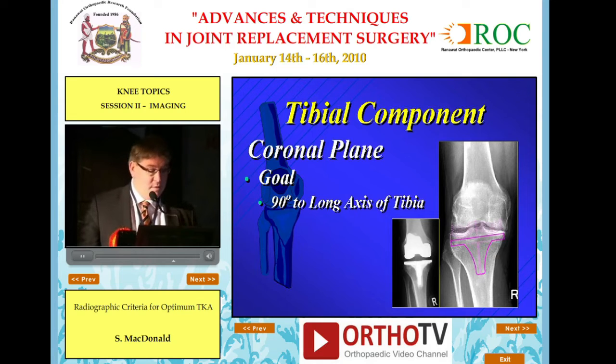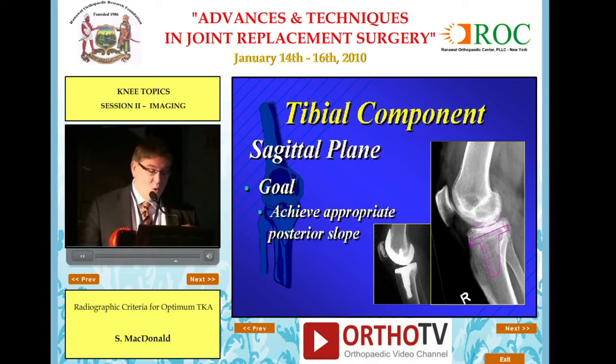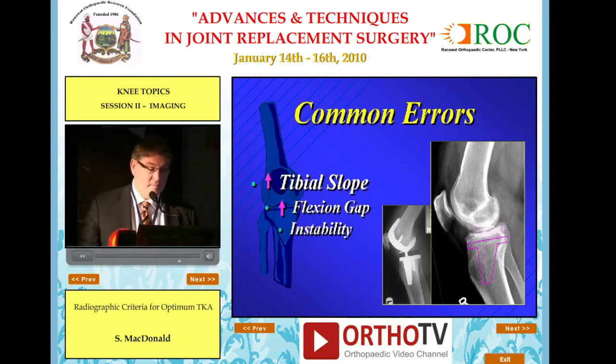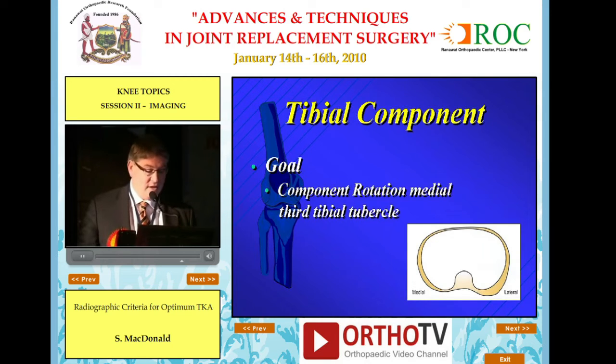With respect to the tibial component, the goal is 90 degrees to the long axis of the tibia. Malalignment can lead to excessive wear, and that's been demonstrated over and over again. So the goal has to be to achieve appropriate alignment, and slope is an issue that we can talk about in the discussion, because some of us aim for a 3-degree slope, even in a PS knee, and others are 0 degrees, some difference in a PS versus a CR. If you increase the tibial slope, that can lead to flexion gap instability, and if you decrease the tibial slope, you can pinch off your flexion gap, particularly with a CR knee.